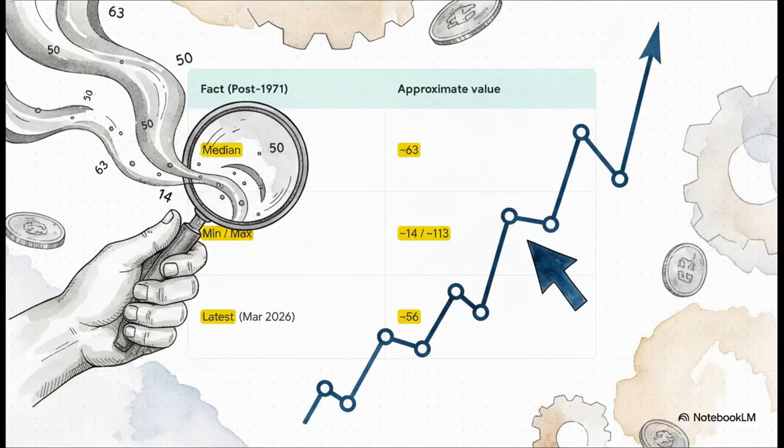And with this ratio, context is everything. Looking back since 1971, the historical median, that's the 50-yard line, the middle point, is right around 63. But look at the range. It's been as low as 14 and as high as 113. So when we see a recent number like 56, we immediately know it's hanging out below that historical midpoint. Now, that doesn't guarantee what's coming next, but it's like a GPS. It tells you exactly where you are on the historical map.